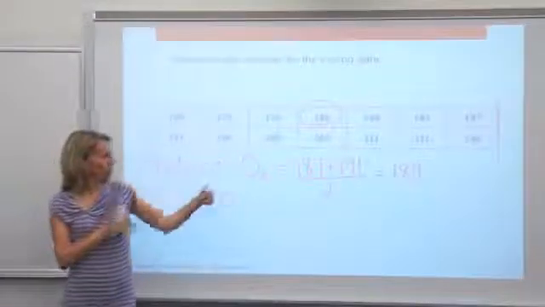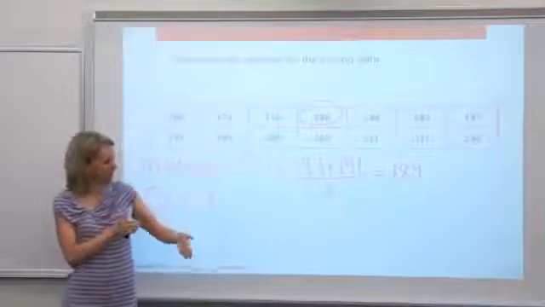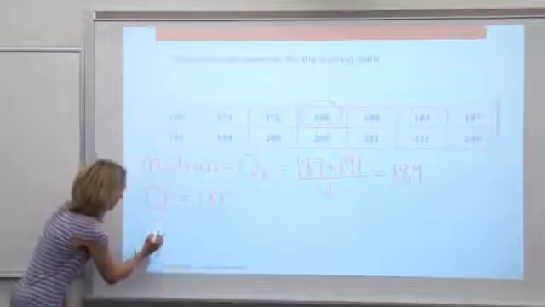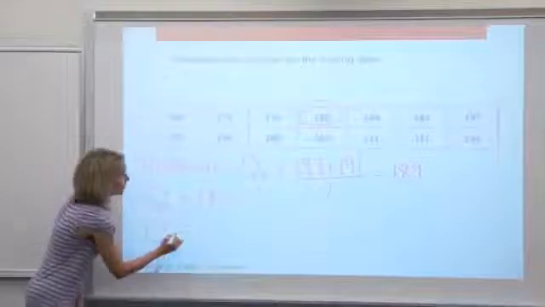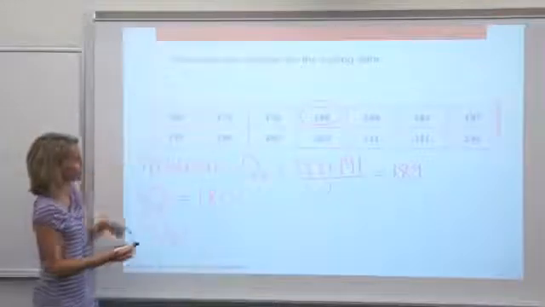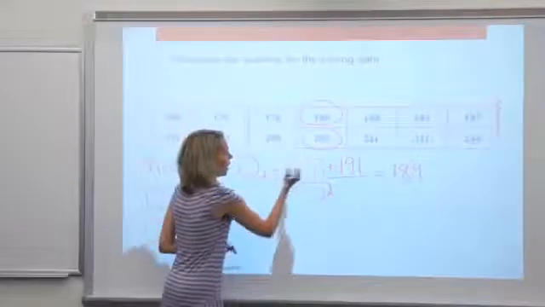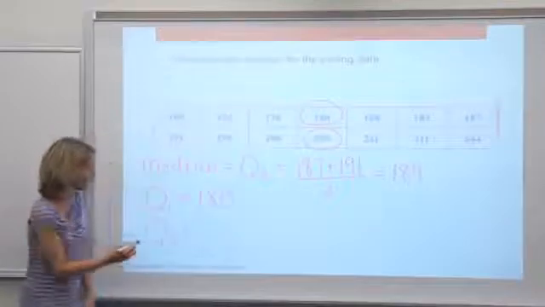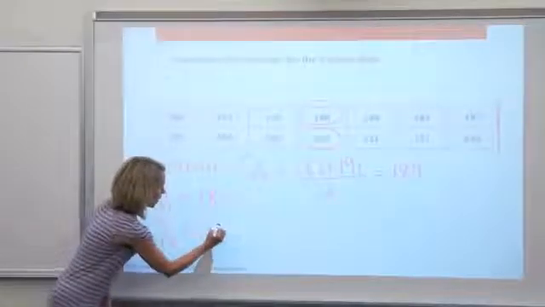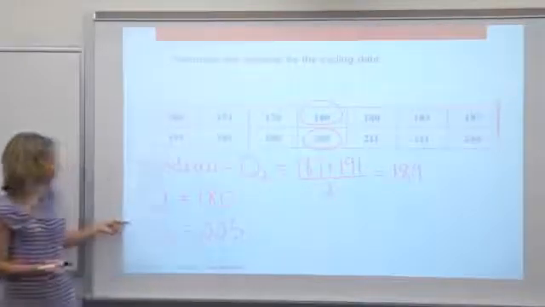Similarly, the third quartile cuts the top half of the data in half. And if we look at the top half of the data, 205 is the value in the middle. So 205 would be the third quartile.